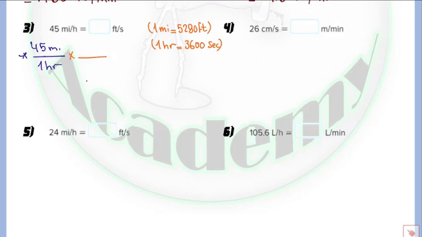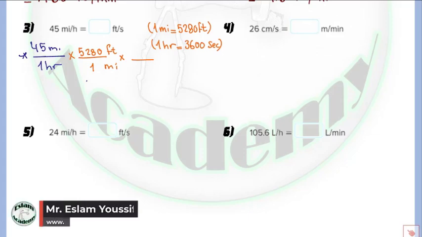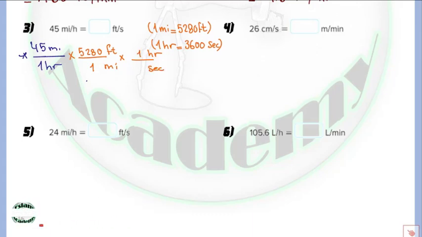Now multiply them. You need to replace the mile and the mile is up, so just write it down. You need to replace it with feet. We know that 1 mile is equal to 5,280 feet. Times, now we will replace hour with second. Hour now is down, so just write it up. And second will be down. We have 1 hour is equal to 3,600 seconds. So it will be equal. By solving the question, you will find that the answer will be equal to 66.